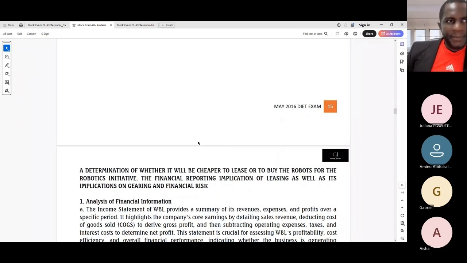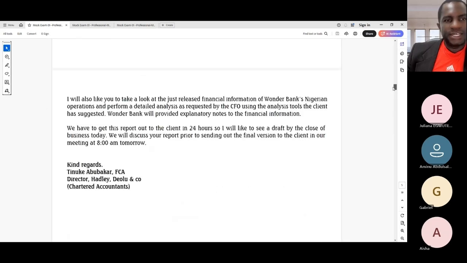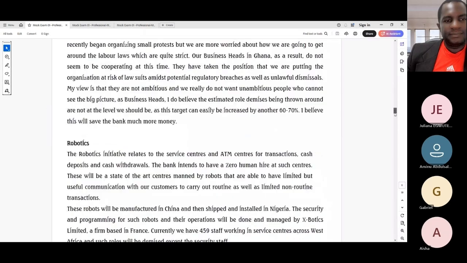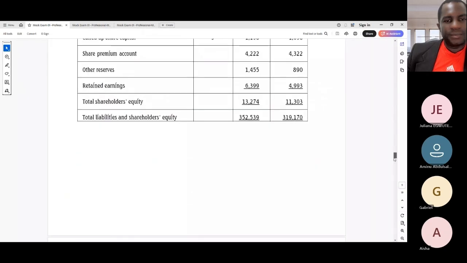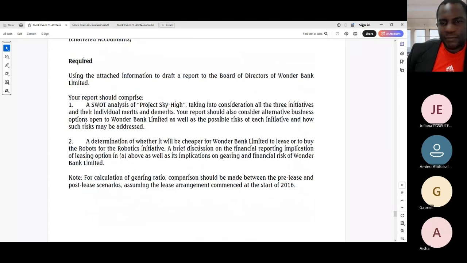Now, the requirement 2, if you look at the question for the exhibit, the examiner said, a determination of whether it is cheaper for Wonder Bank to lease or to buy the robots for the robotics initiative. A brief discussion on the financial reporting implication of leasing in option A above, as well as the implication of gearing and financial risk of Wonder Bank Limited.